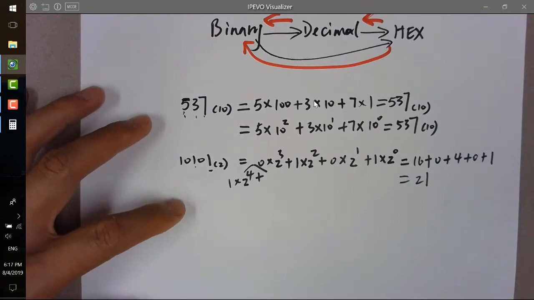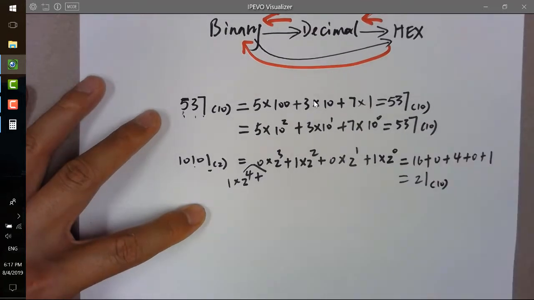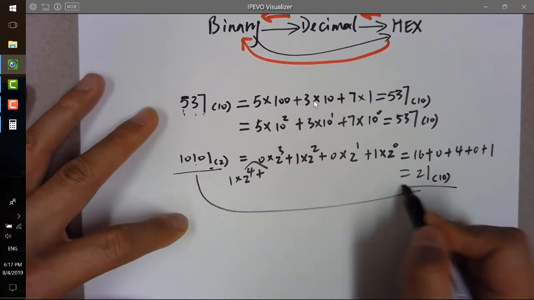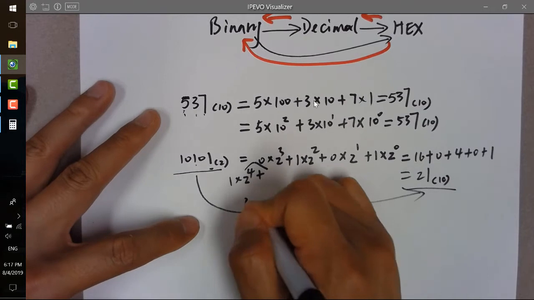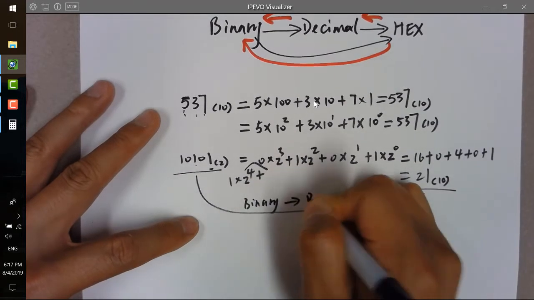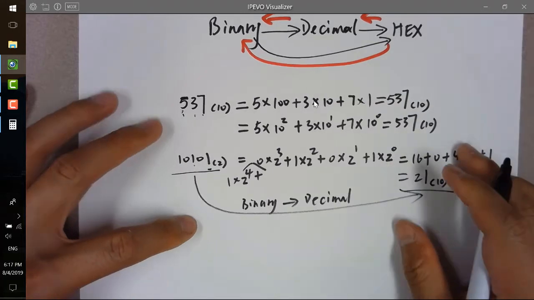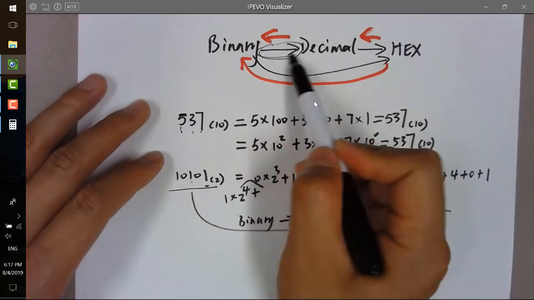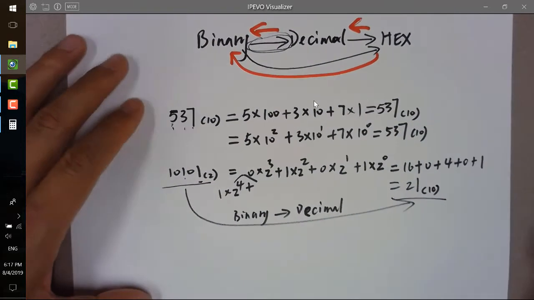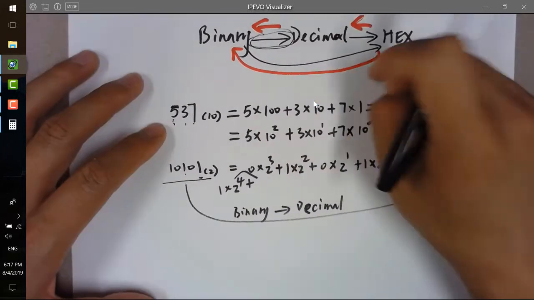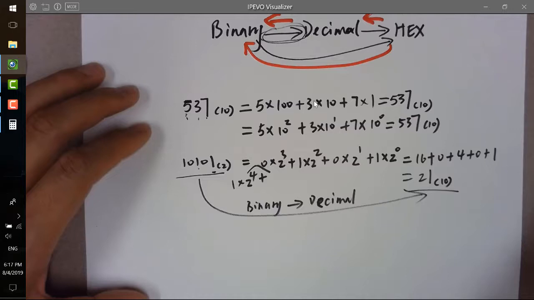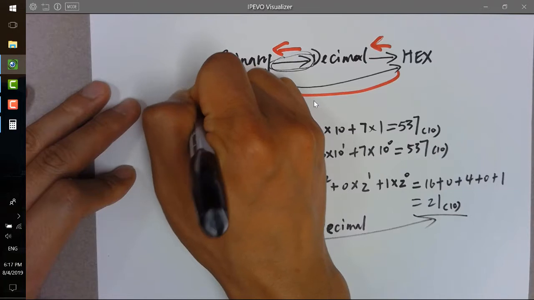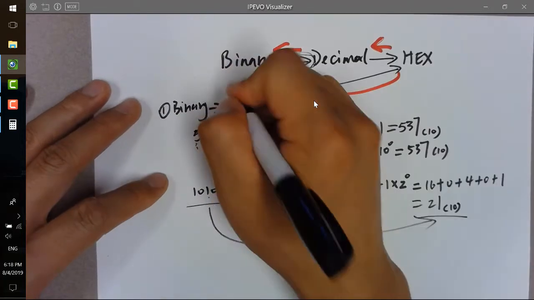This is how we convert. We know this is a decimal number, so we already have the first conversion done, which is from binary to decimal. That is this part. For the rest of the time, we just need to figure out all these other conversions as well. So this is number 1, binary to decimal.